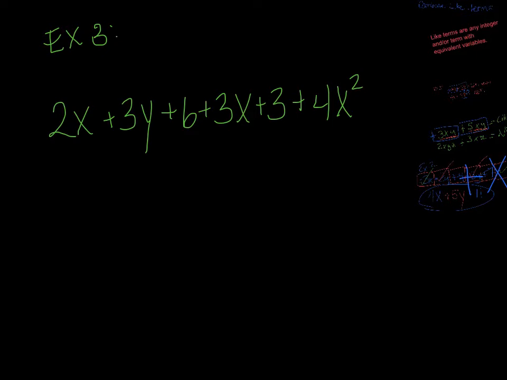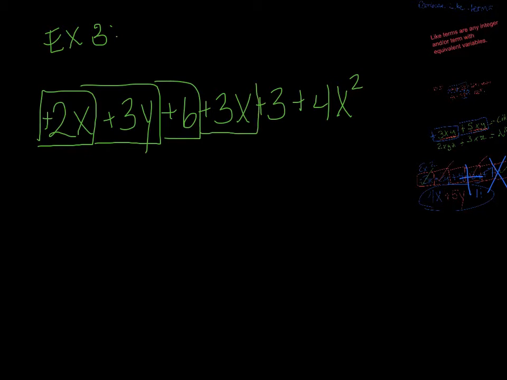Now that you've tried it on your own, let's see if you got the same answer as we did. So right away, I want to box them. I box my 2x, and that's a positive because there's nothing there. I got a positive 3y, positive 6, positive 3x, positive 3, positive 4x squared. Hopefully your boxes are better than that. So right now we have a total of 6 terms.